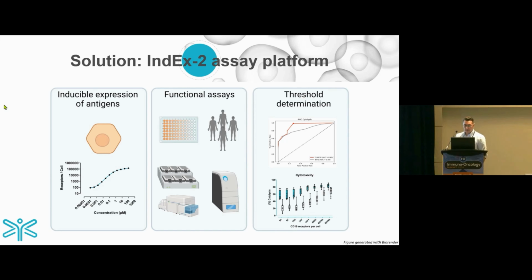The way we've got this set up is that you can have inducible target antigen expression by increasing the dose of a small molecule inducer. And then we can put this range of antigen expressing target cells in our functional assays to look at cytolysis, flow cytometry to look at production of activation markers on T cells or NKs, whichever system you want to use. And then we can do threshold determination to identify when your therapeutic is becoming most active.